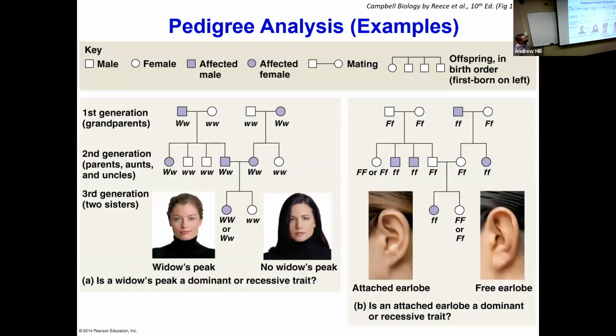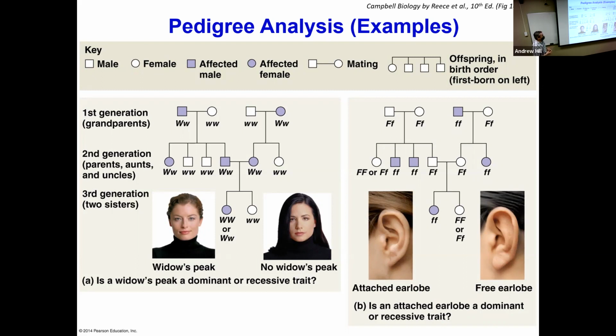Okay, let's do some more pedigree analysis here. Here, we're not really talking about diseases. We're just talking about certain characters. The first one we're going to look at is whether or not a person has a widow's peak. So, for example, this woman here has no widow's peak. This woman here, if you look at the hairline, there's a little peak here. That's the widow's peak.